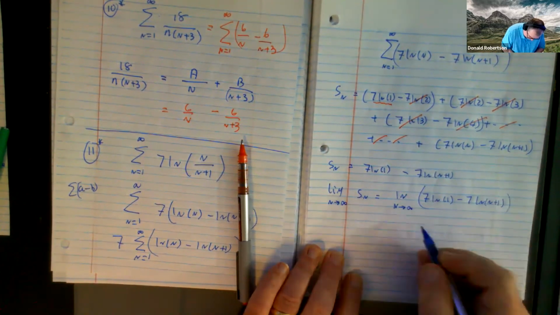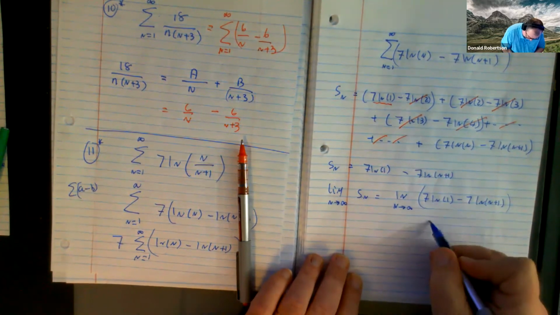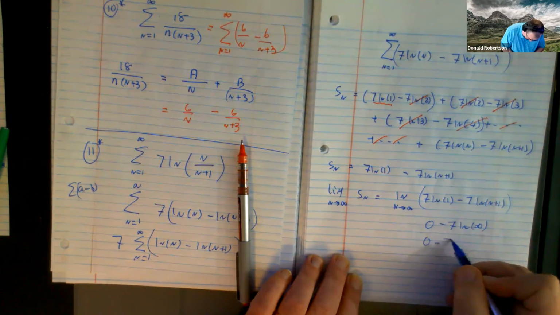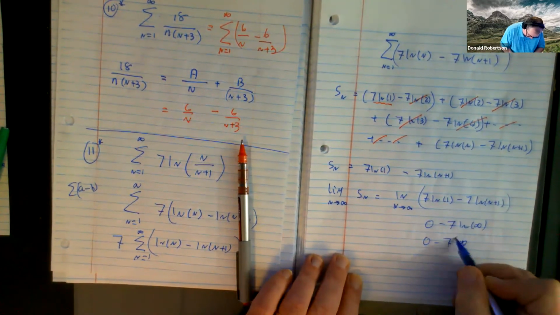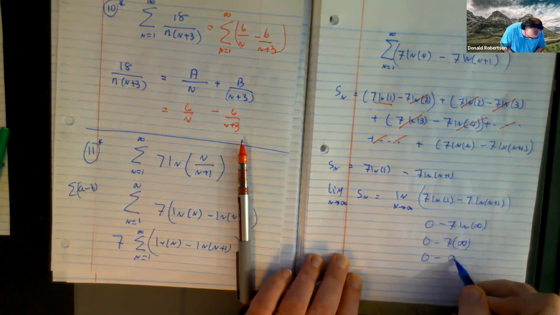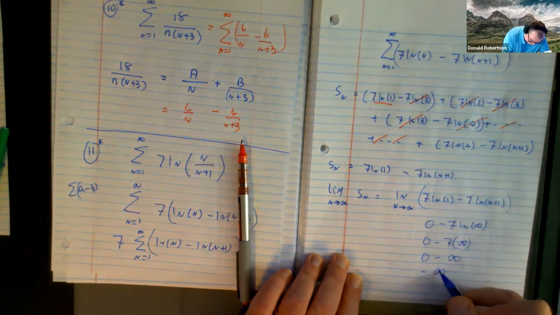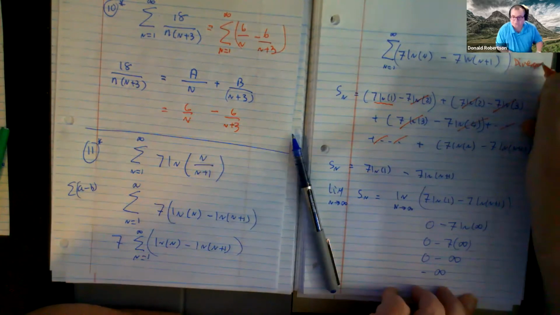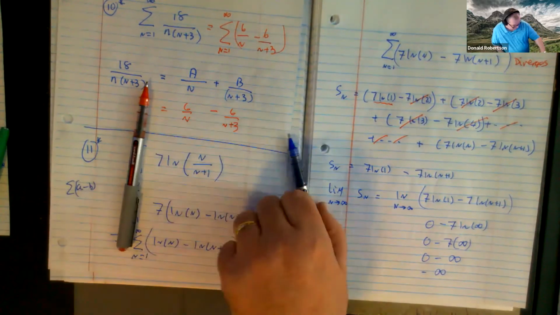That's actually 0. And that's 7 times the log of infinity. But isn't that infinity? And isn't 7 times infinity infinity? So I guess the answer is negative infinity, but we don't care if it's plus or minus. We just know that it diverges. So that would be another divergent one.